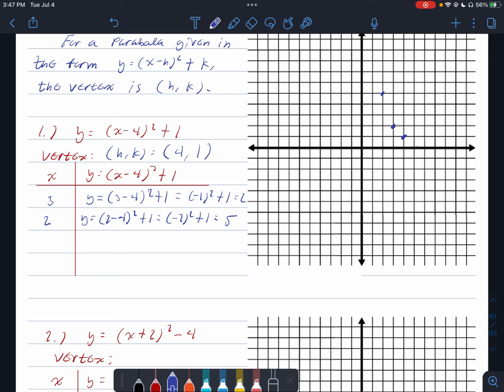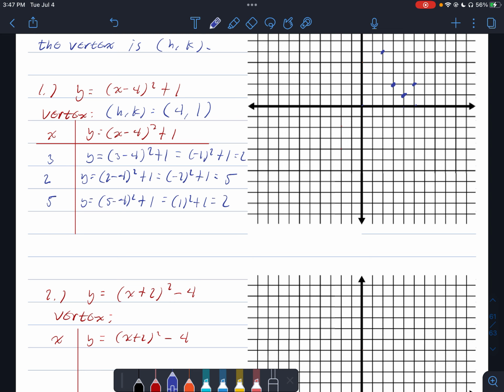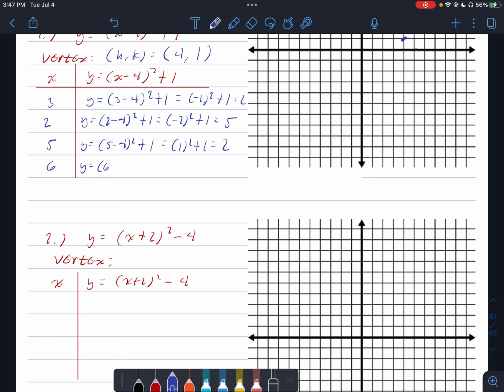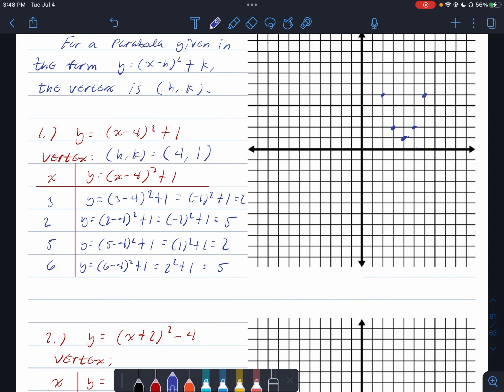Because of symmetry, we know that the other side is going to look basically the same, but we'll plot a few of those points anyways. We already have 4 plotted. Let's plot 5. So y equals (5 minus 4) squared plus 1, or 1 squared plus 1, which gives us 2. If we plot the point 6, we'll get y equals (6 minus 4) quantity squared plus 1, or 2 squared plus 1, which gives us 5. Now we can just play a game of connect the dots, and our graph is going to look about like that. Not too bad.